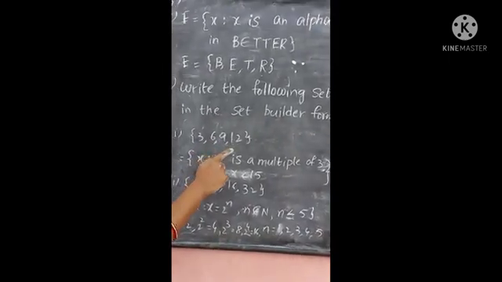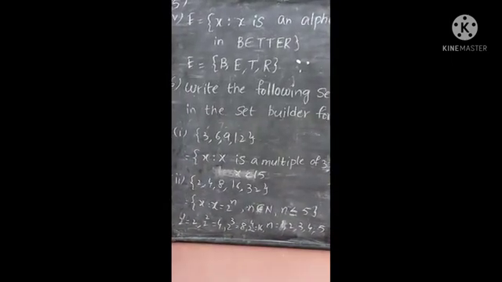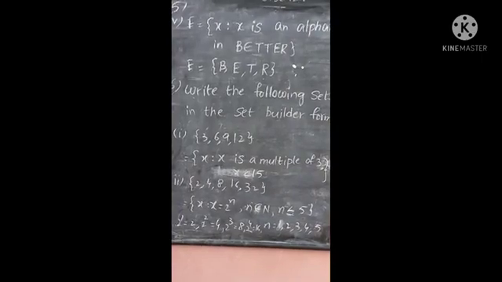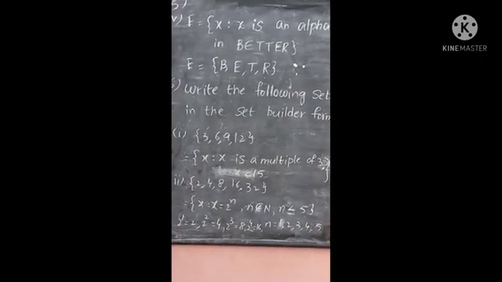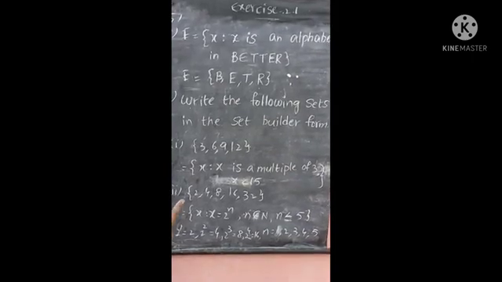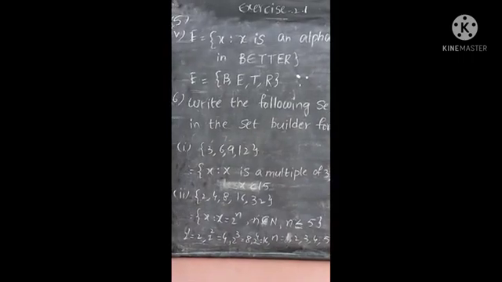In exams they can also ask like this: 2, 4, 6, 8, 10. That means those are the multiples of 2. So likewise they may ask any question, but we have to learn the method of how to write the set builder form for these multiples of some numbers.